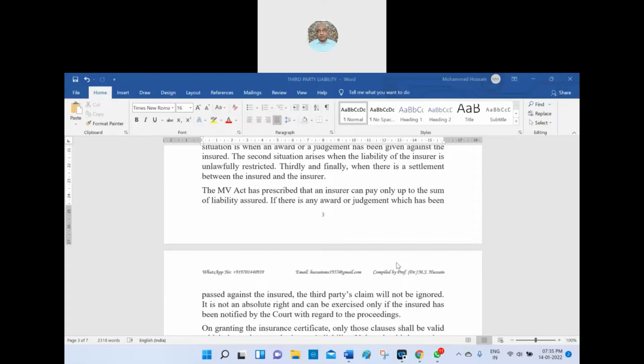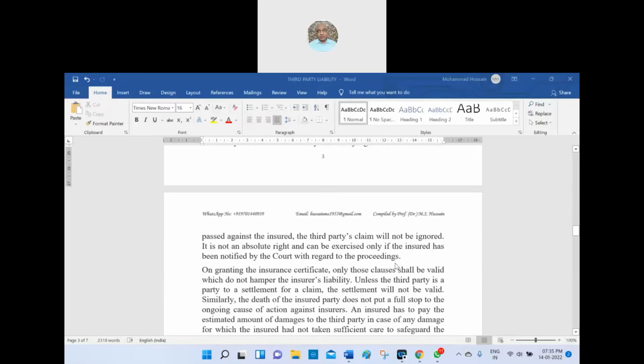If there is any award or judgment which has been passed against the insured, meaning the person in whose name the vehicle is insured, the third party claim will not be ignored. The third party definitely will have to get it, either in the name of the insurer or in the name of the insured. It doesn't make any difference.